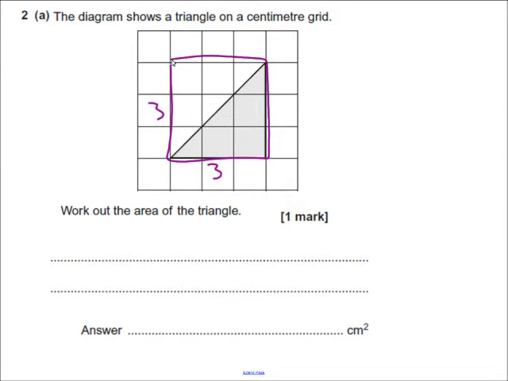So our square area would be 3 times 3, which is 9, and we would divide that by 2 to give us the area of our triangle of 4.5 centimetres squared.